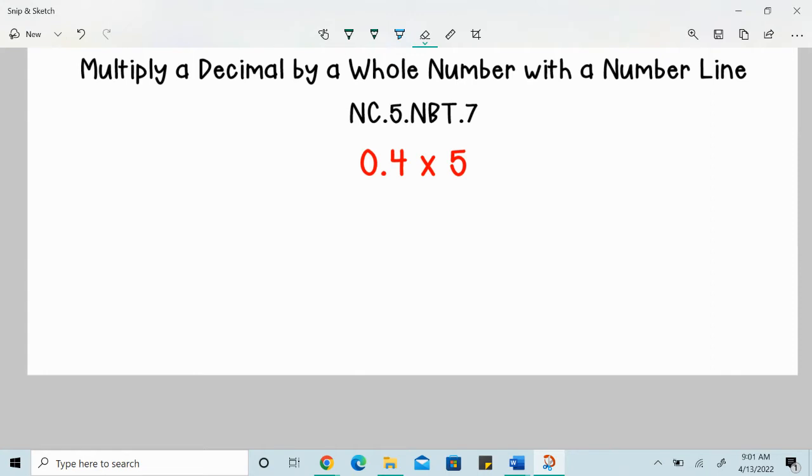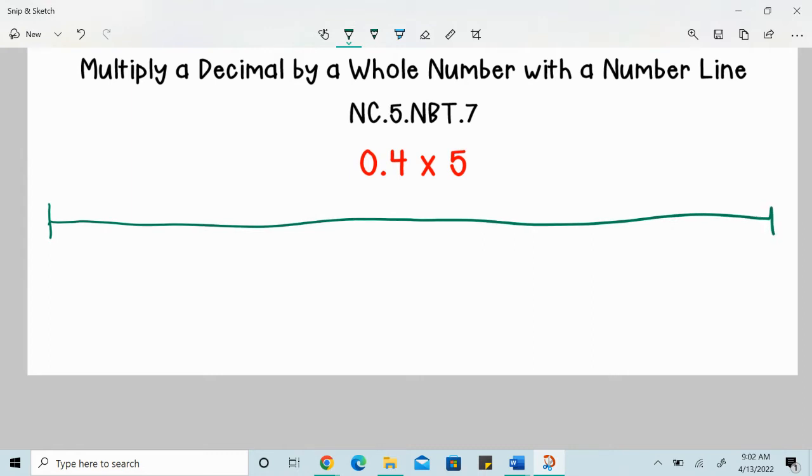One way to think about this would be to think about this as finding 4/10 of 5. So I'm going to go ahead and set up a number line here. And I'm going to set this up from 0 all the way to 5 to show the 5 wholes. And now I know that I need to find 4/10 of 5 wholes.